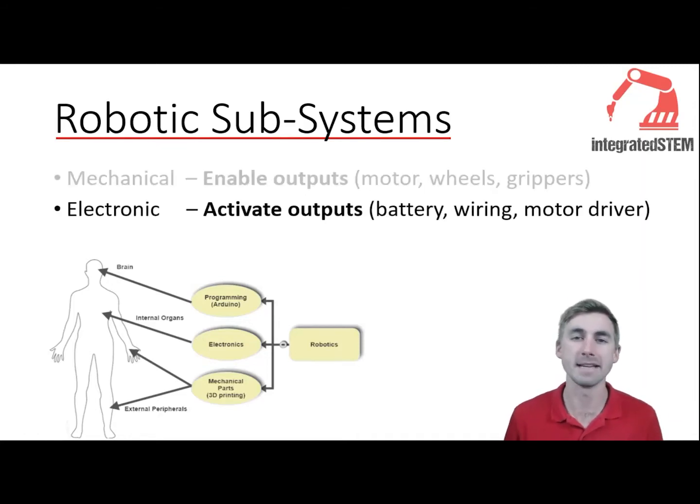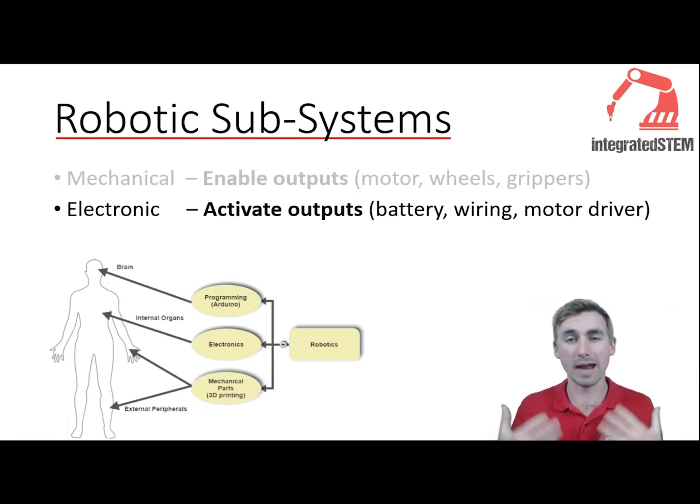The next system is the electronic system. Now, if you're going to have these outputs, how do you activate them? It's synonymous to ourselves as humans: we have internal organs that have muscles and blood and all the power that we need to activate our muscles. That in turn is how we power our mechanical system, our hands or feet.